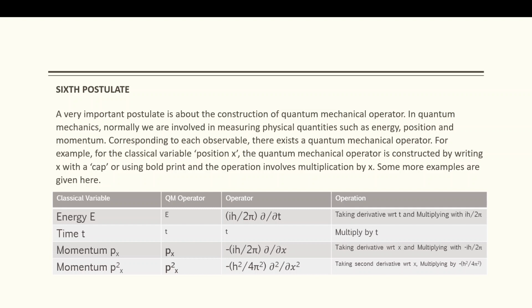First column reads classical variable. Second column reads quantum mechanical operator. Third column reads operator. And fourth column tells what operation has to be done. Energy E: the operator is i h upon 2 pi d by dt, which means take first derivative with respect to t and multiply by i h upon 2 pi. Time t means multiplication by t. Momentum p x means taking derivative with respect to x and multiplying by minus i h upon 2 pi. The square of the momentum operator is minus h square upon 4 pi square d2 upon dx2. It means taking second derivative with respect to x and multiplying by minus h square upon 4 pi square.